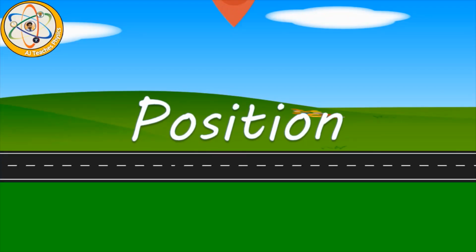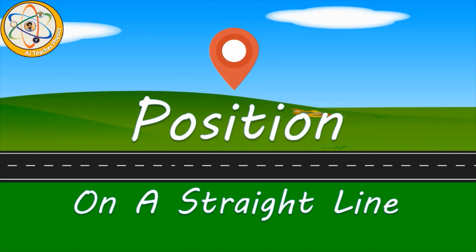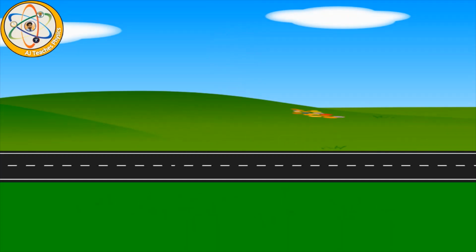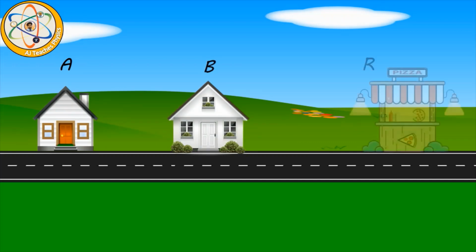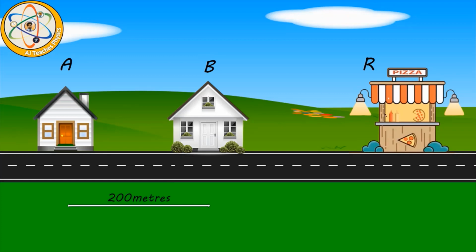We shall first discuss how to describe the position of an object on a straight line. Now assume there is a straight road on which there is a house A, a house B, and a restaurant R. The distance between the houses A and B is 200 meters, and the distance between the house B and the restaurant R is 300 meters, as you can see.